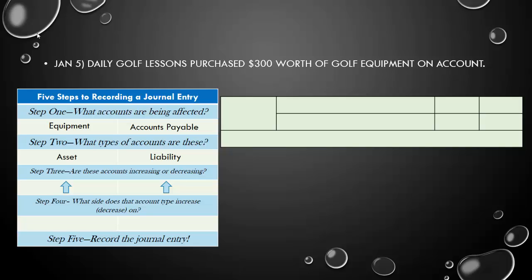So assets are going to go up on the debit side. Liabilities go down with a debit, up with a credit. Since our liability is going up here, we're going to credit accounts payable. And on January 5th, we're going to have an entry which debits equipment for the cost of the equipment, $300, credits accounts payable for the same amount. And with that, we have recorded our journal entry for the fact that we purchased equipment on account.